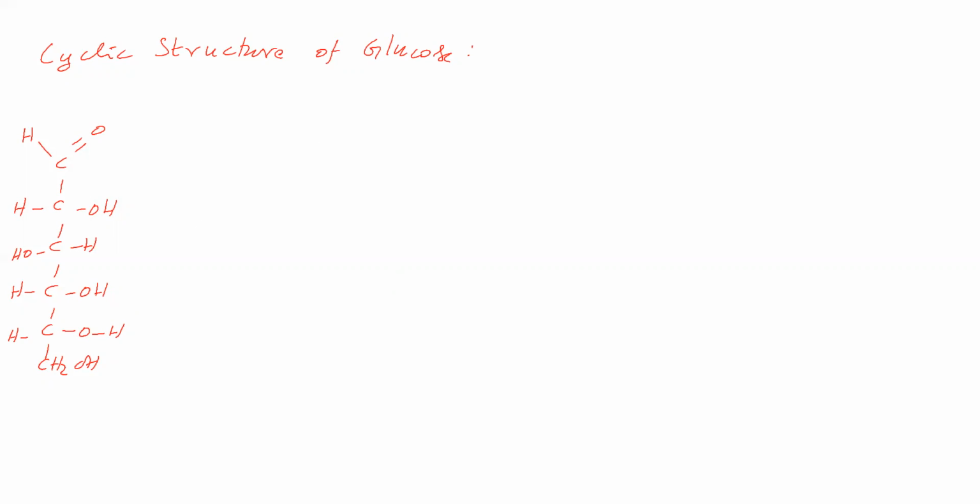Now we are going for the cyclic structure of glucose. So how to give the cyclic structure of glucose, that we will see. It is the fifth carbon. This fifth carbon has an OH group, and this oxygen has 2 lone pairs. This oxygen is attacking the aldehyde carbon. This aldehyde carbon is having 3 sigma bonds.